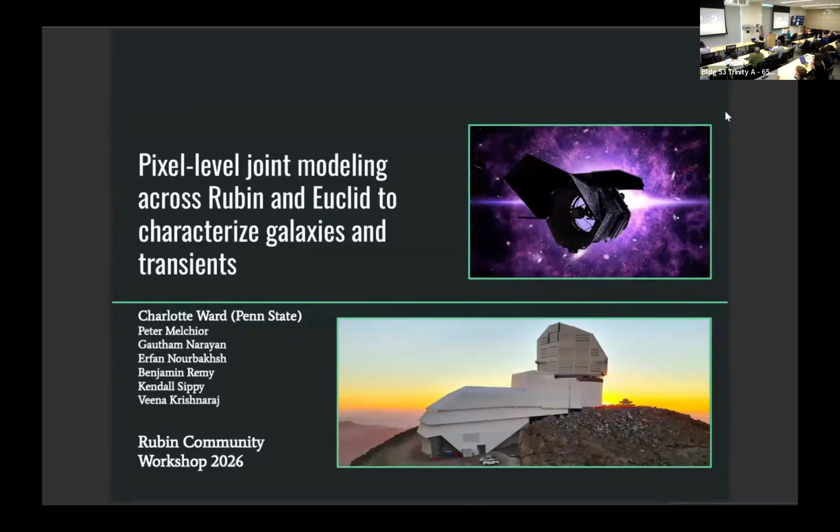I'll be talking a bit about our work to do pixel-level joint analysis of data from the Rubin and Euclid surveys. But I wanted to emphasize from the beginning that the methods that we've developed for the joint Rubin-Euclid analysis go for any survey. So they can also be applied to Roman and any other complementary or synergistic data you have with Rubin. So please keep that in mind.